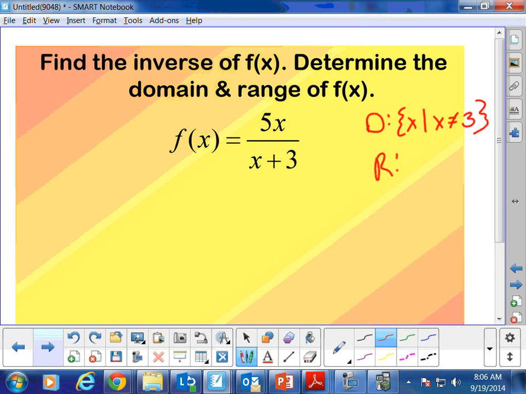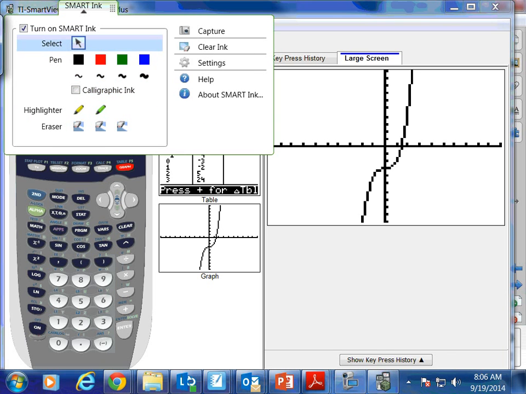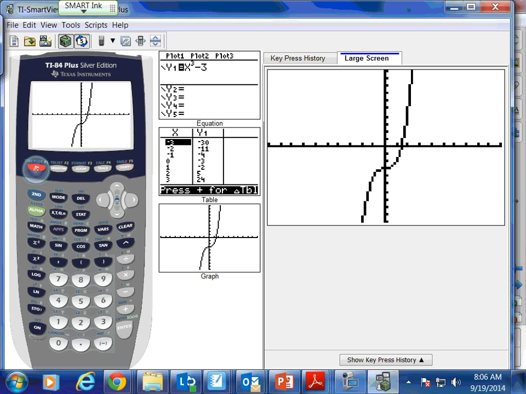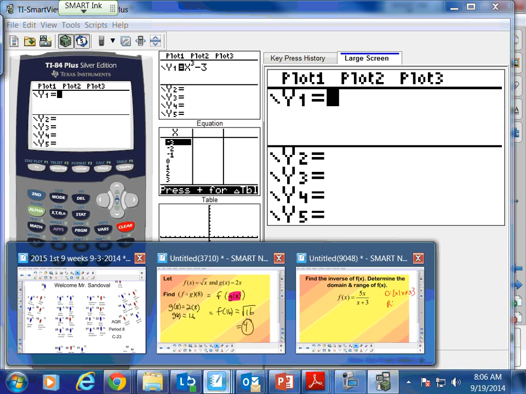The range on this, let's see, probably the best thing to do to figure out the range is just to go ahead and look at the graph. The graph might be a good idea on this one. So I'm going to pull up my calculator and enter y equals 5x divided by x plus 3.